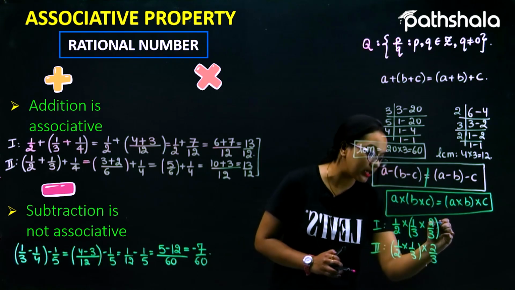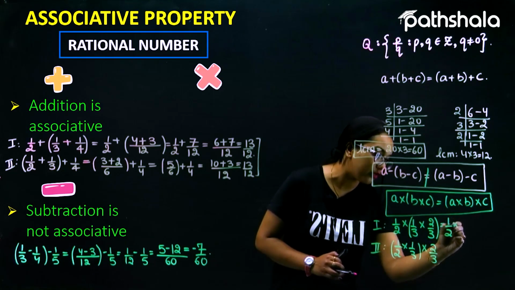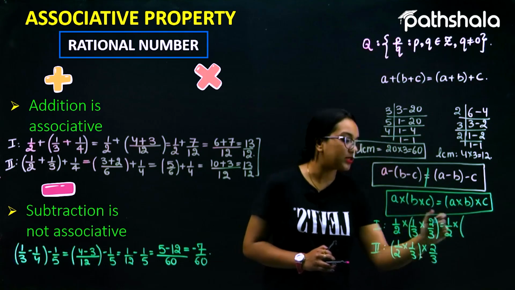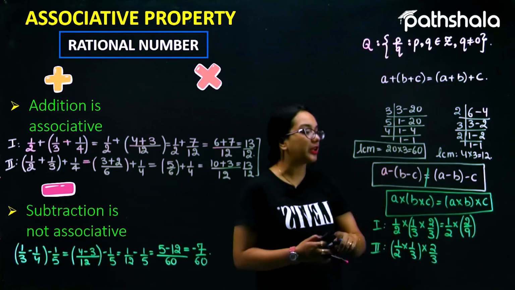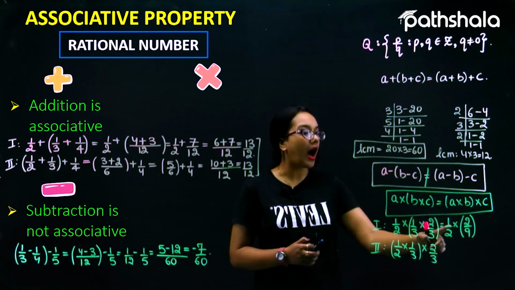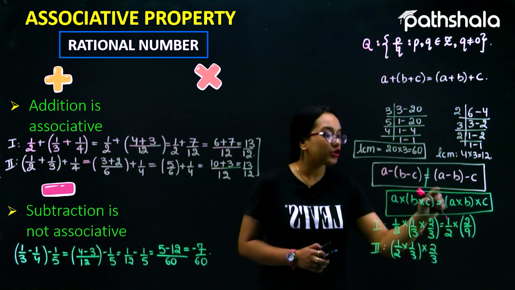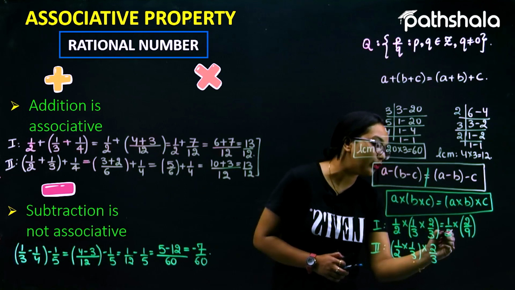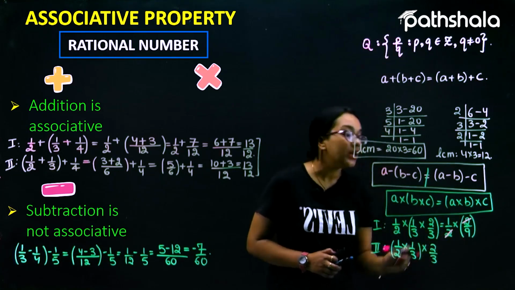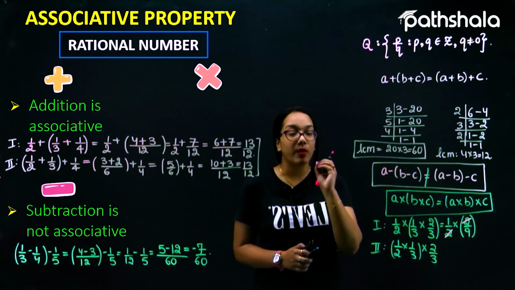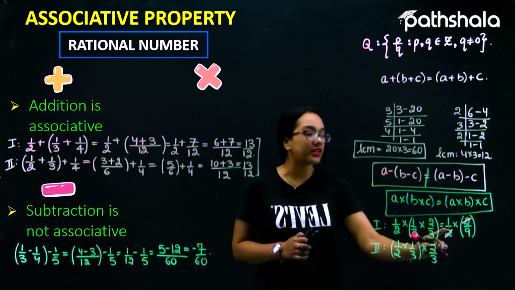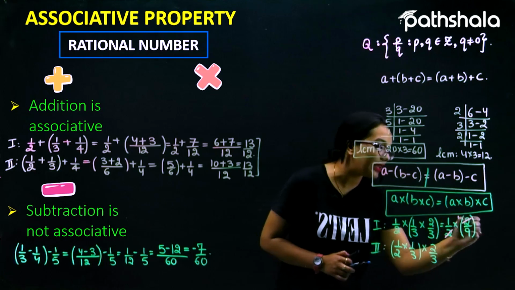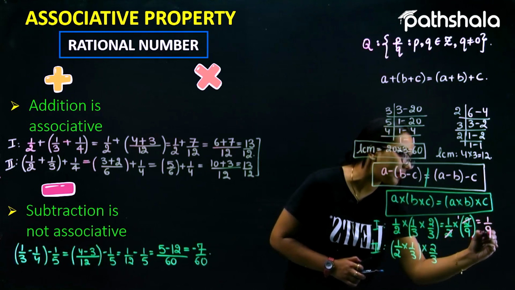We get the answer as half into, first of all we'll solve the bracket: 2 1s are 2 and 3 3s are 9. So when we solve this bracket, we get half into 2 by 9. We can see over here that 2 and 2 will get cancelled with each other, because 2 is in the numerator and 2 is also in the denominator. So 2 1s are 2, and we get the answer as 1 by 9 after cancellation.